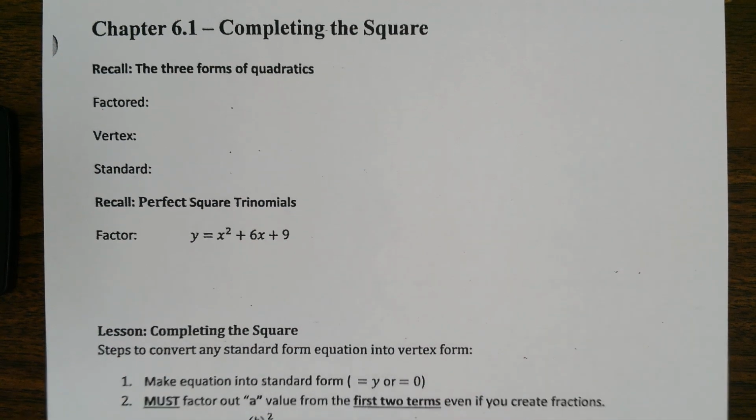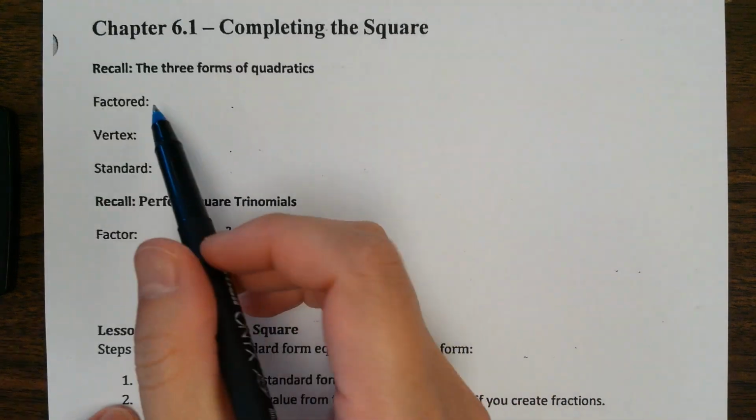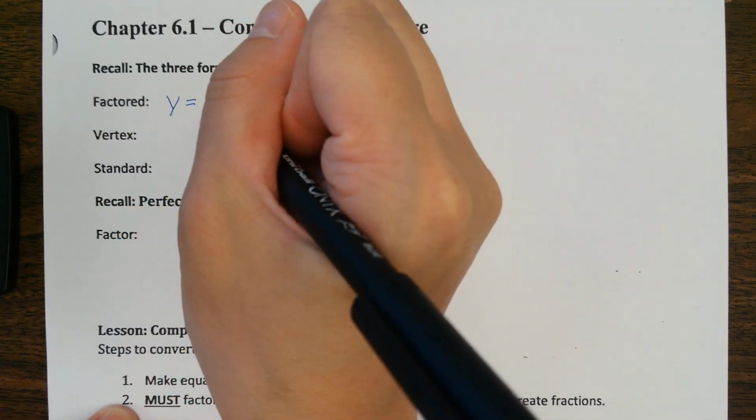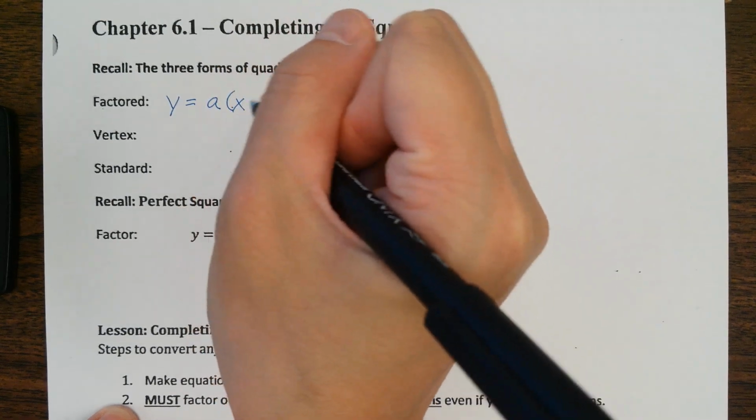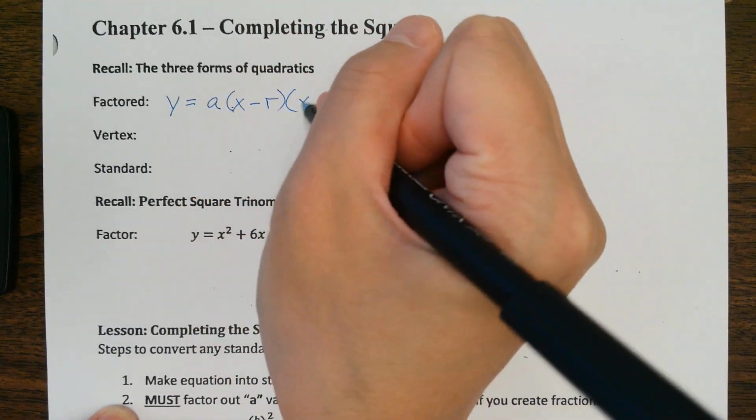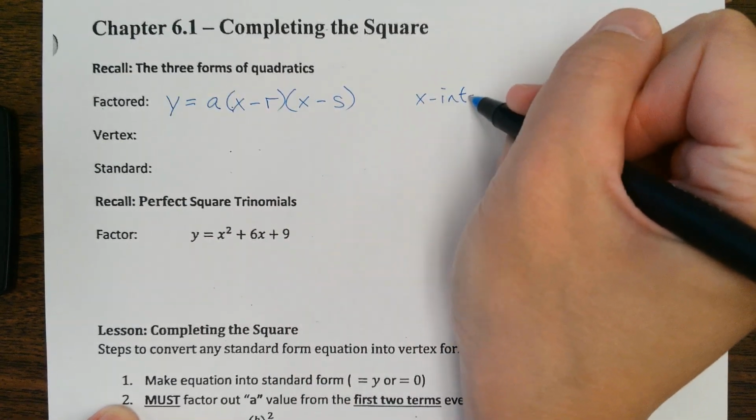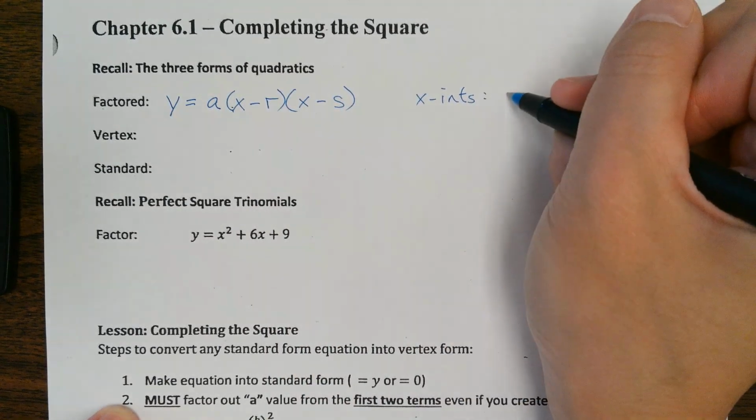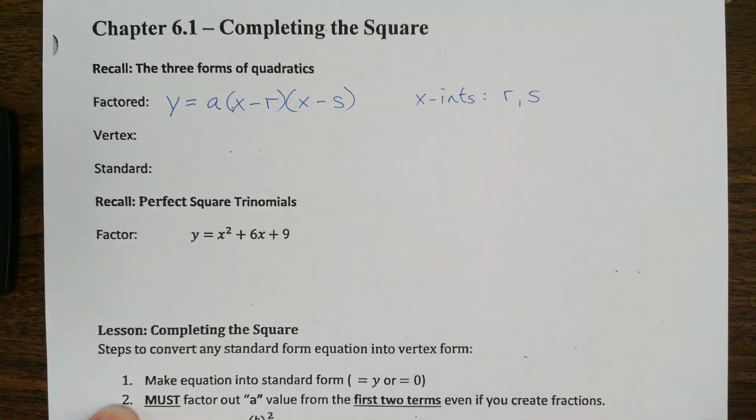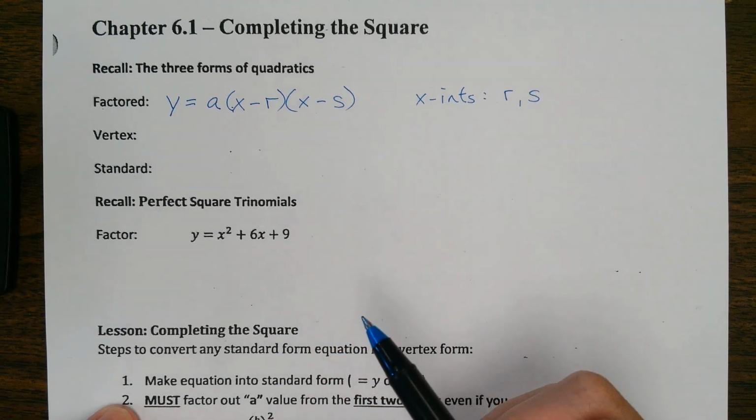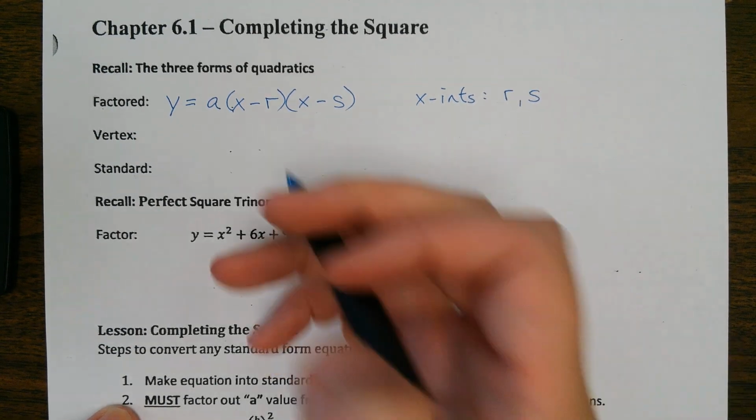Okay, so in the last 2 chapters, we talked about the 3 different forms. So remember, factor form has the form of y equals a, x minus r, x minus s, where your x-intercepts are r and s. Right? Okay, so this is nothing new. We know about this. We learned this last chapter.